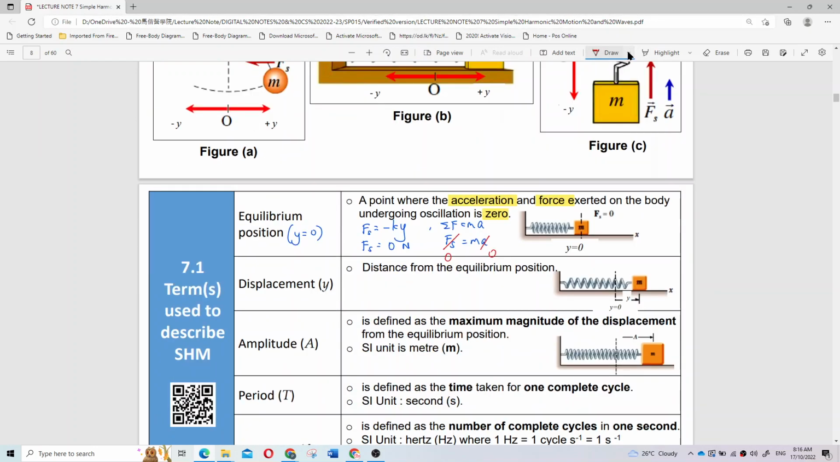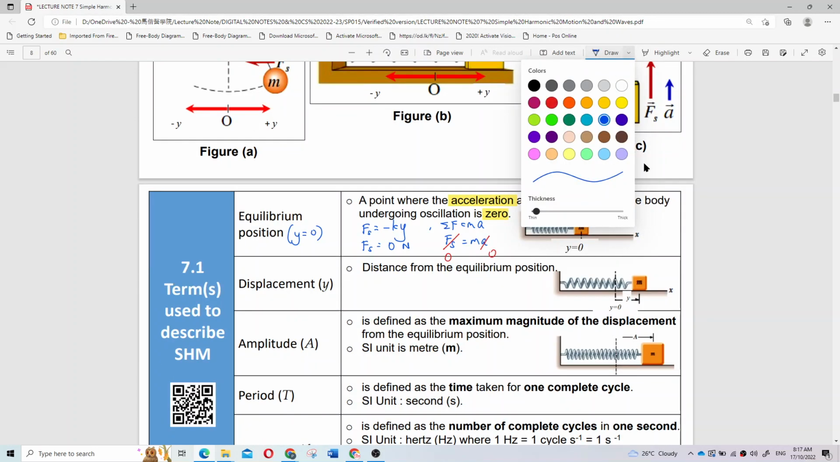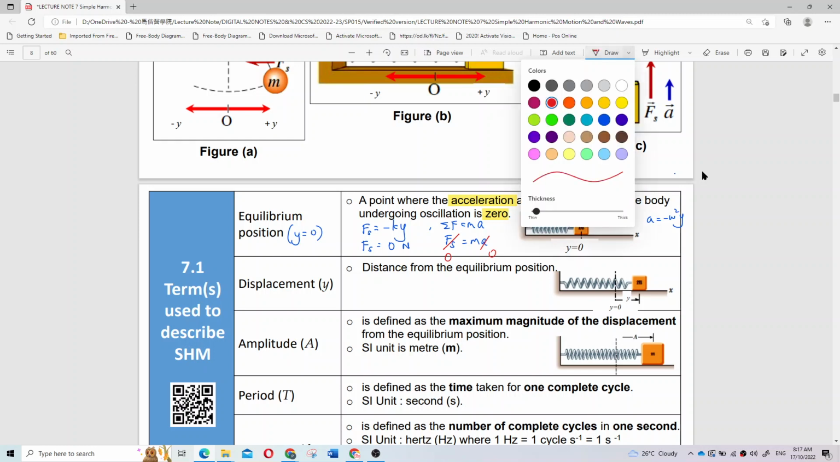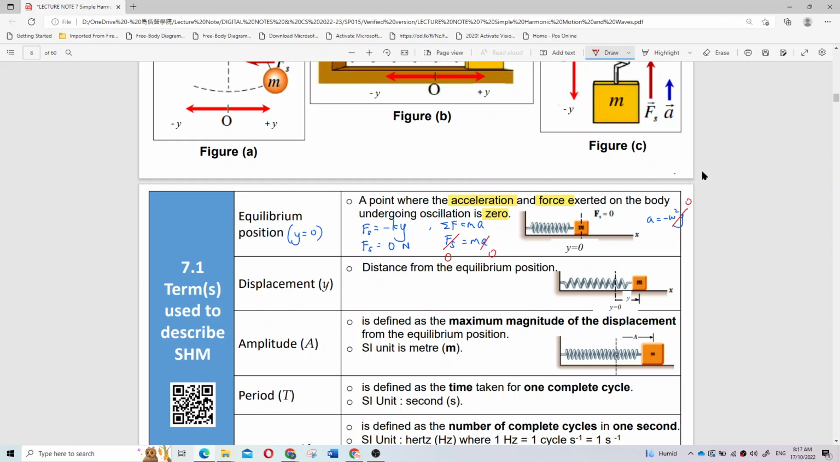So you can write it this way also: a equal to negative omega square y. When y is zero, acceleration is also zero. So at equilibrium position, there is no acceleration, no force.